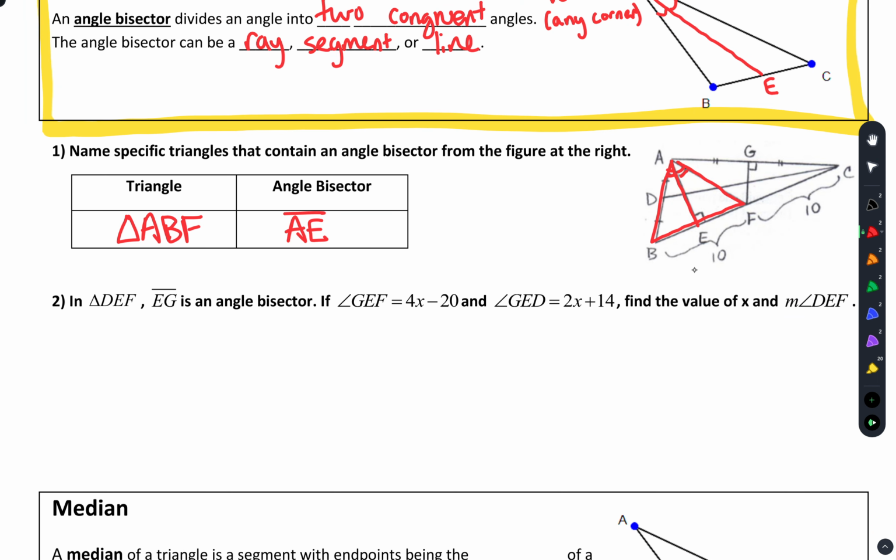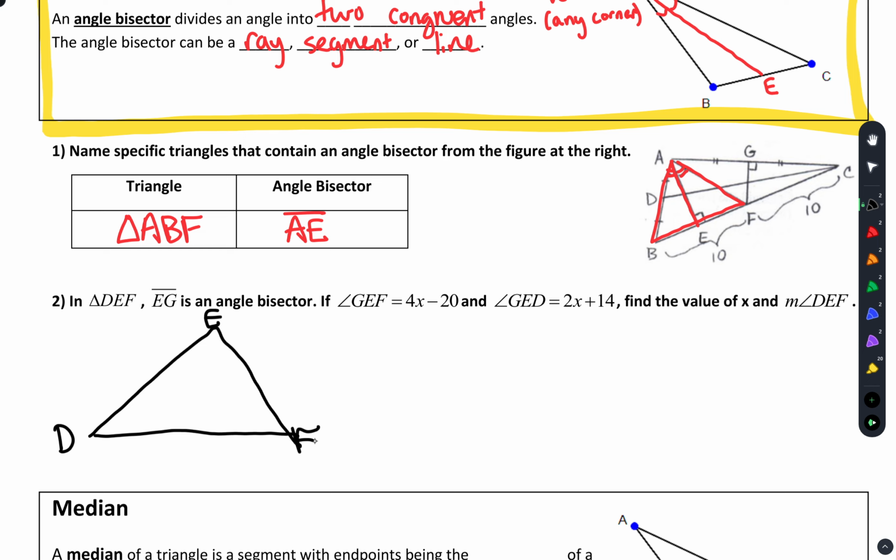Number 2 says, in triangle DEF, EG is an angle bisector. And then we have some angle measurements. We're finding the measure of X and of angle DEF. So what we should be doing here always is starting with a diagram. I'm going to draw, it doesn't really matter, any triangle DEF. That was a terrible triangle, but it's okay. We're going to pretend it's fine.